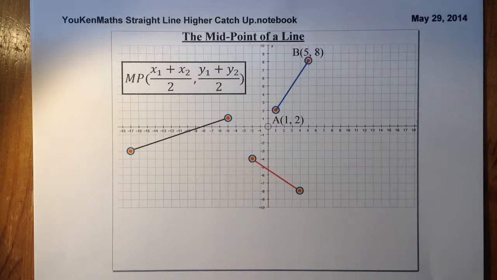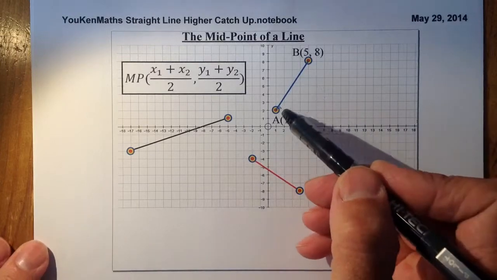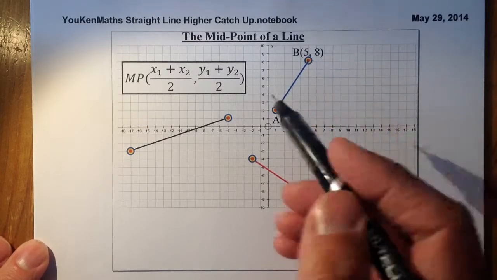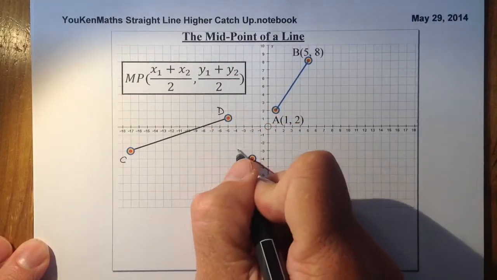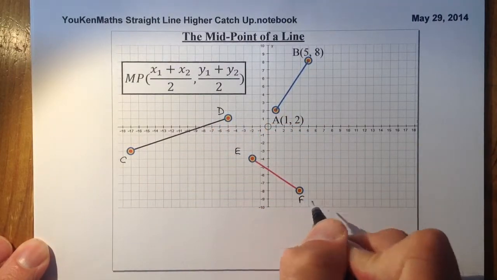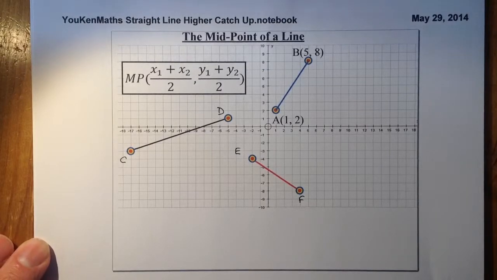This is Higher Maths, straight line. We're looking at the midpoint of a line and we're going to find the midpoint of these three lines that we have here. I've got A to B, and that's the first one I'm going to do. Then we've got C to D, and E to F. What I want to do is to find the midpoint of each of these lines.